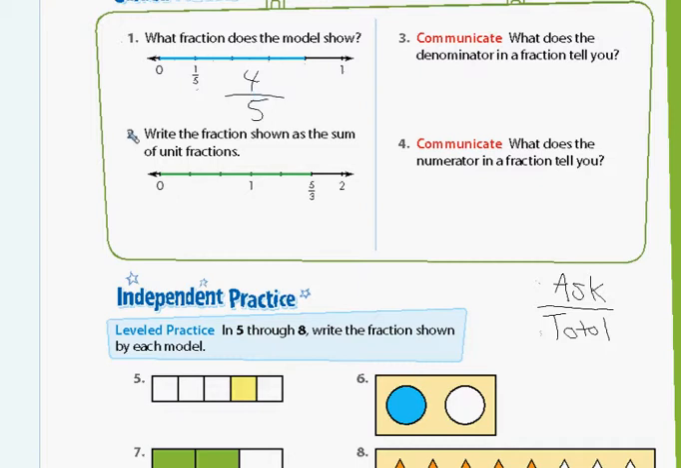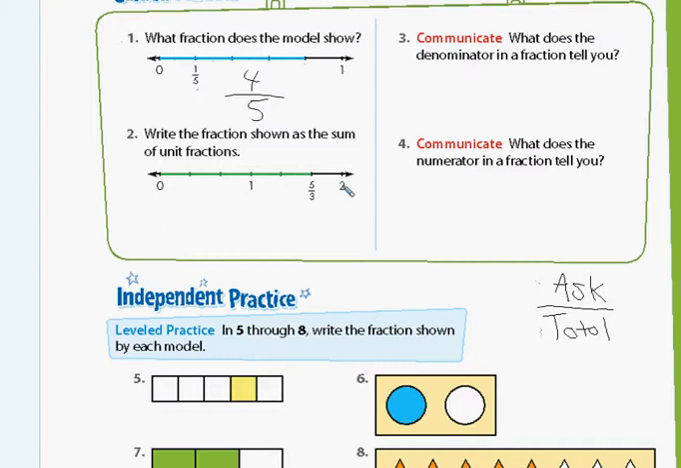Problem number 2. Write the fraction shown as the sum of the unit fractions. A unit fraction is just one part of the fraction. The first thing, whenever we're trying to do a fraction, I always like to figure out what the total is, how many total pieces there are in the whole. So that's going to be on this number line right here, how many total pieces there are between the 0 and the 1, and between the 1 and the 2. I could check at either one of those points. I always like to start at 0. If I have 0 on my number line, I'm going to start at 0.